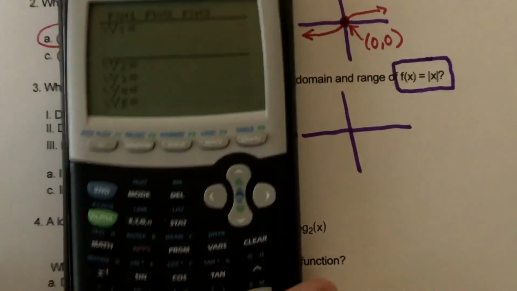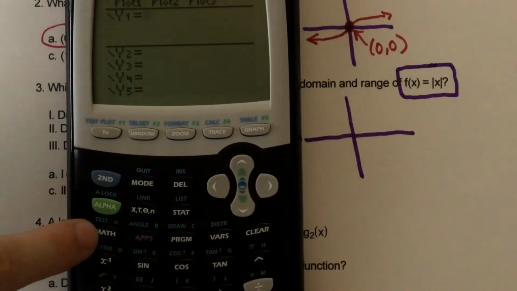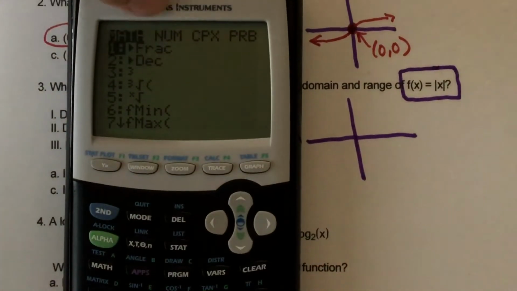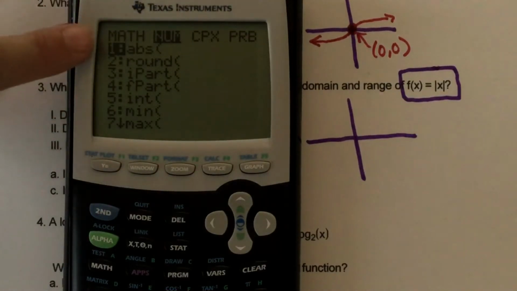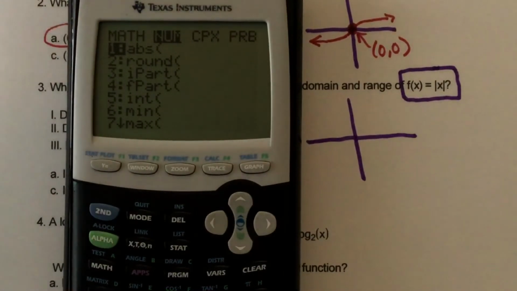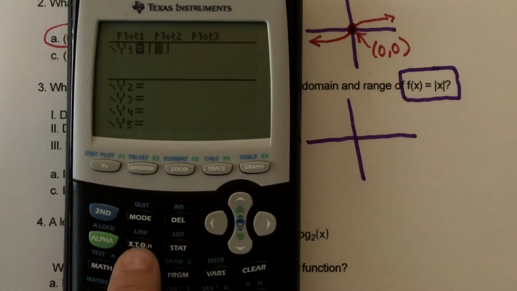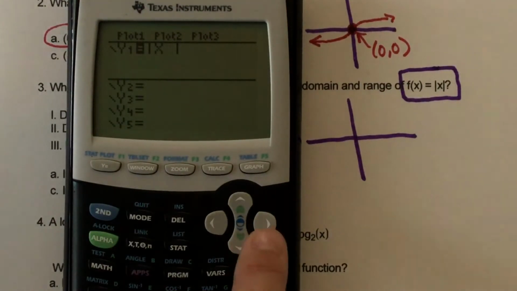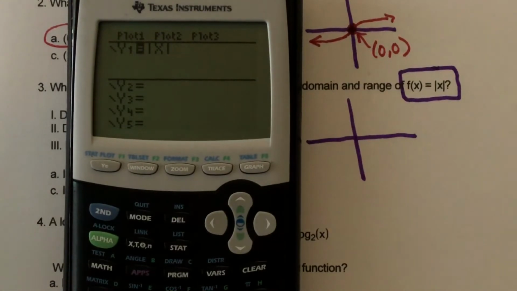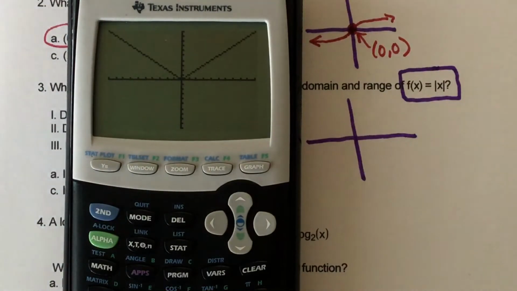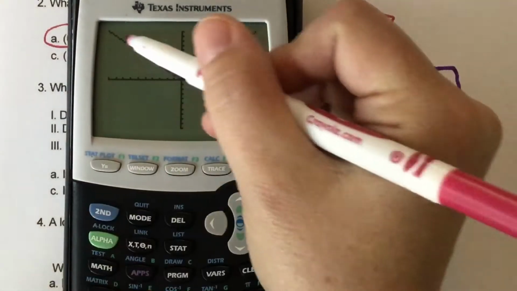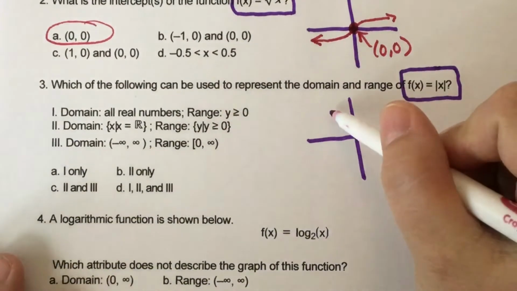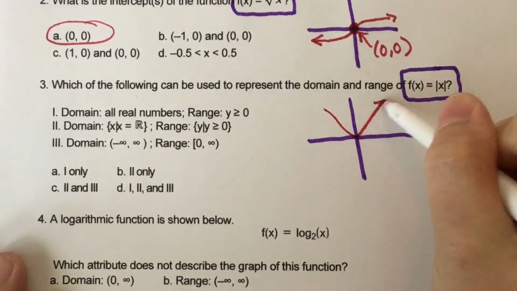So I have to go to math under the green alpha, and I have to right arrow over, so NUM for number is highlighted, and number 1 is what I want, ABS. So I'm just going to hit enter, and then I'm going to put my little x in there. And I can right arrow to pop out of those absolute value bars. And I'm going to just hit graph. So absolute value, there is a V in value, and this is a V-shaped graph. Okay, so just a little rough sketch of it. It looks something like this.